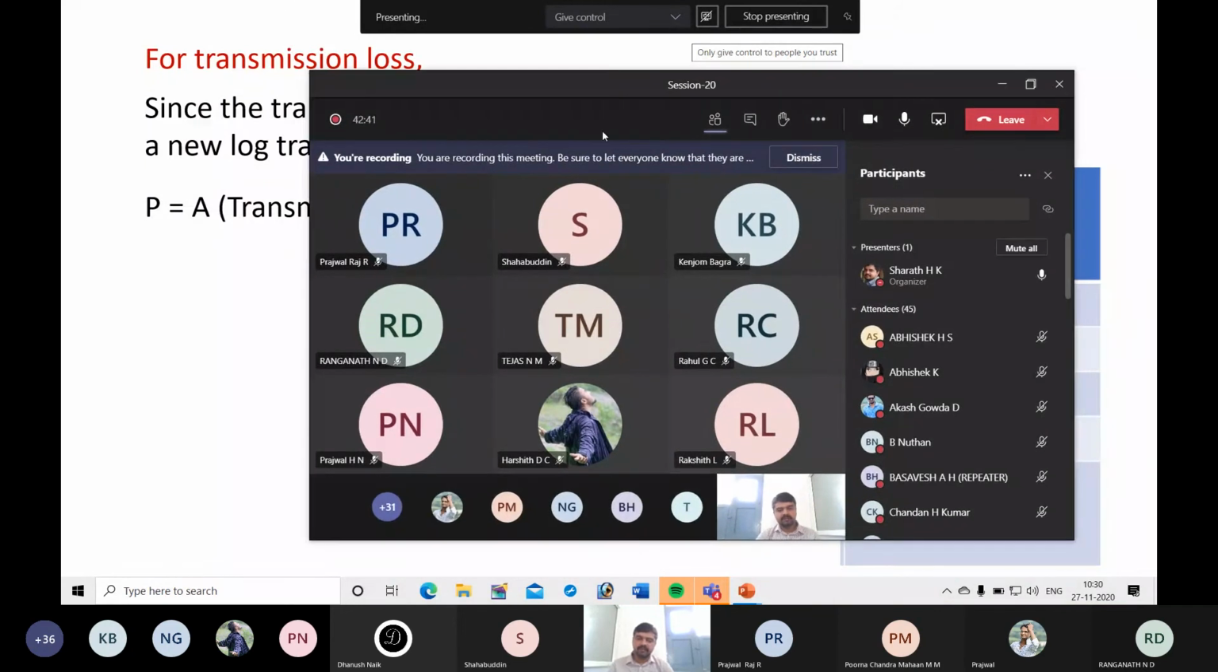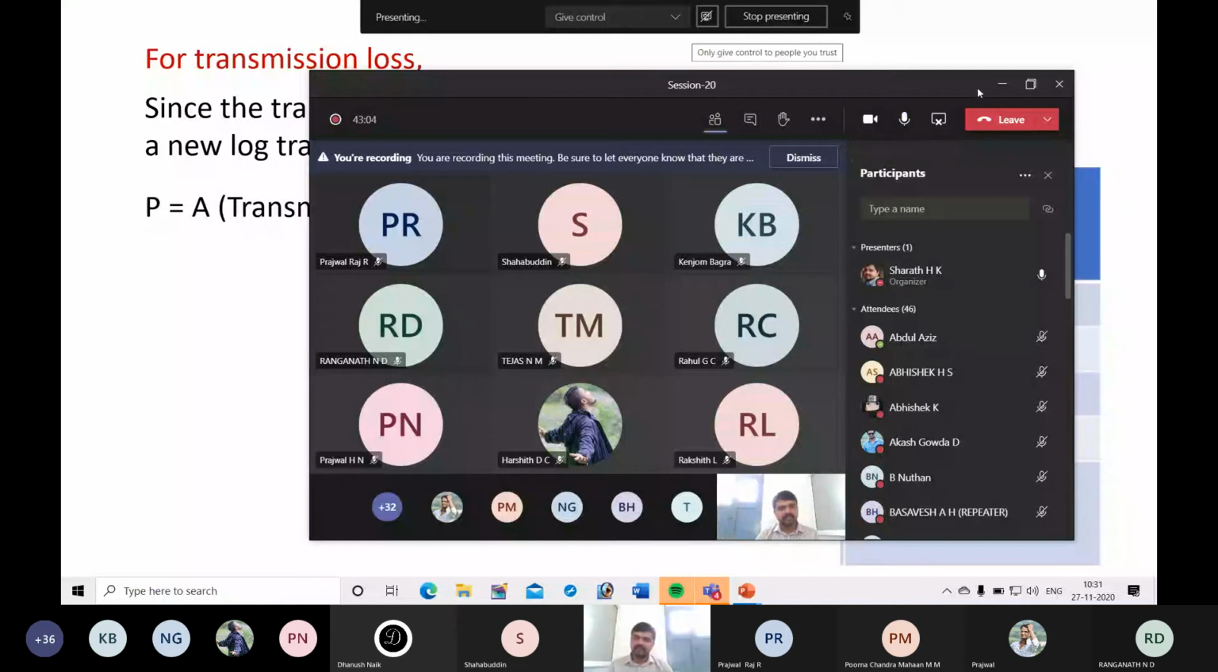So how can you write log A by B? Log A base B minus log B. We are using that log A by B can be written as log A minus log B.